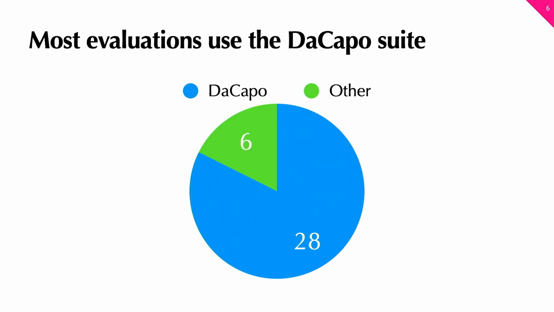The Java evaluation space is dominated by the DaCapo benchmarks. Out of the 34 papers we looked at, 28 used DaCapo to evaluate GC performance. So DaCapo is dominating this space, and that's a good success and a testament to the quality and the ease of use of the DaCapo benchmarks that Steve and people around him have been developing.